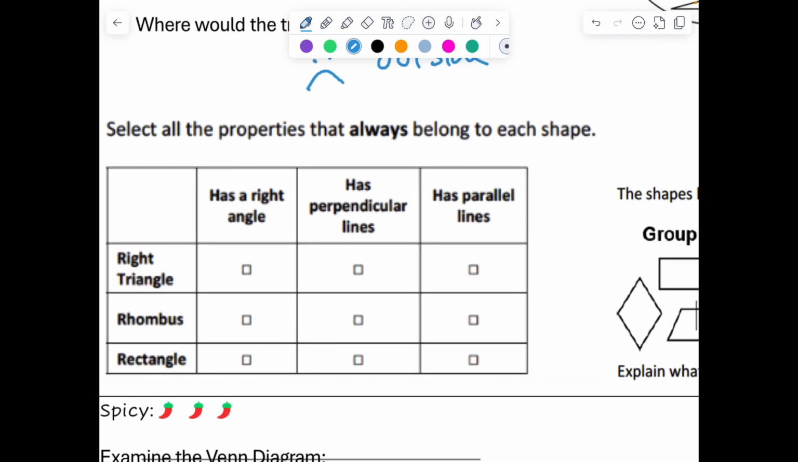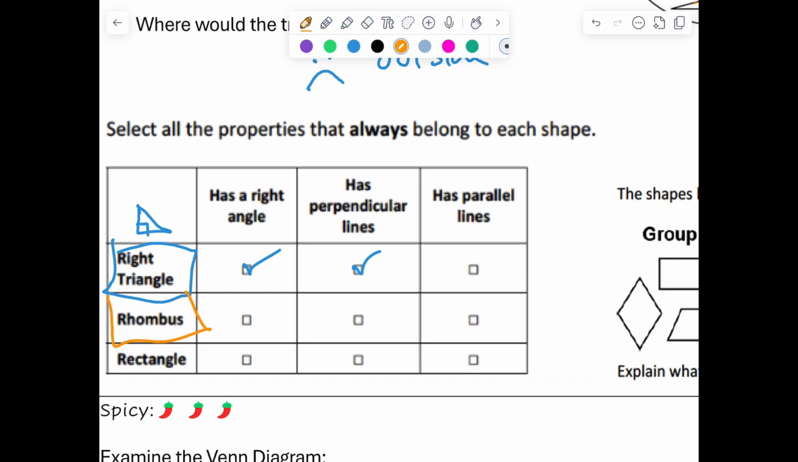We're going to select properties for what each shape has. Let's start with a right triangle. Does it have a right angle? Yes, it's got the word right in it. Does it have perpendicular lines? Well, if it's a right triangle, that means it makes a right angle. And we talked about before how perpendicular means that those lines make a right angle. So yes, that is true. However, a right triangle does not have parallel lines, so we're going to leave that blank.